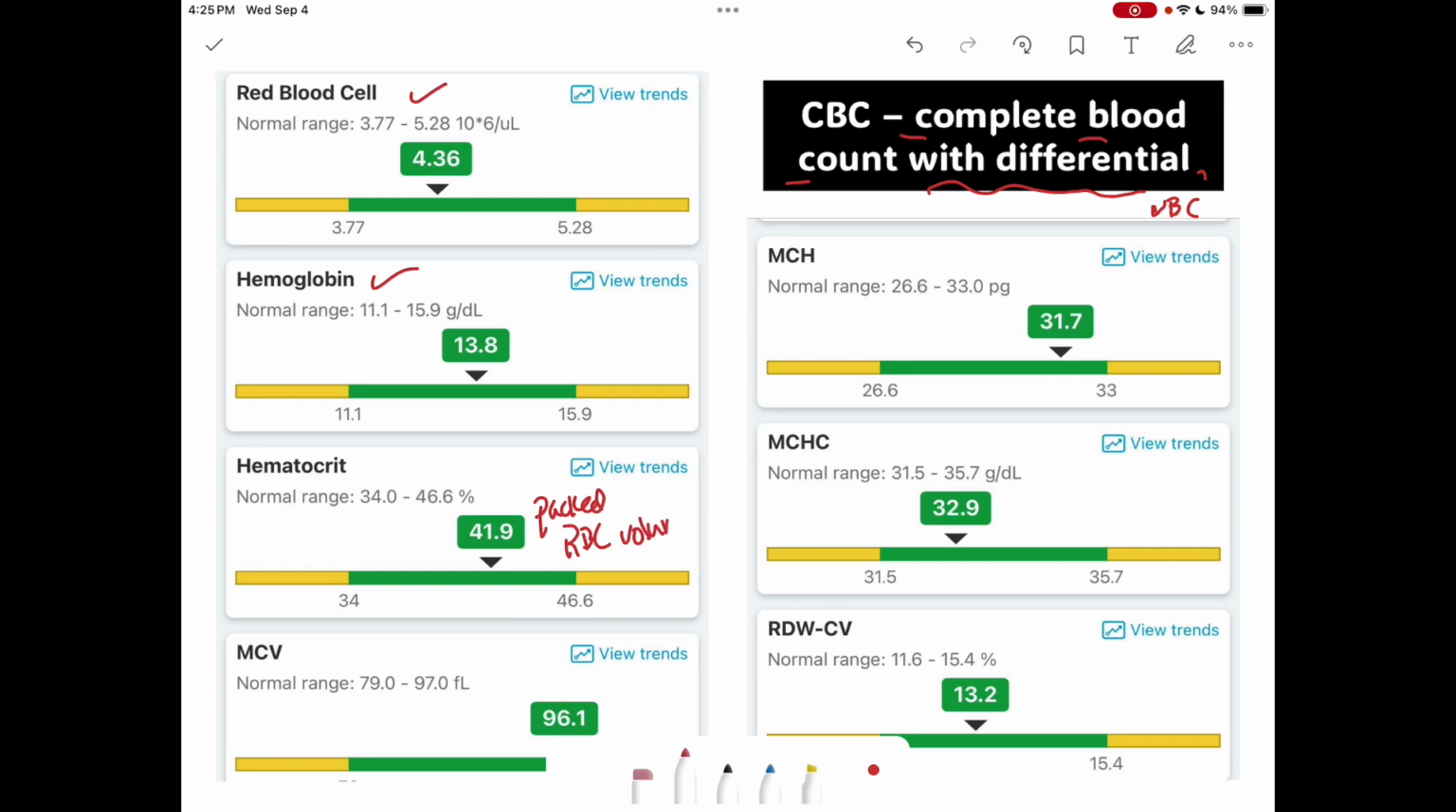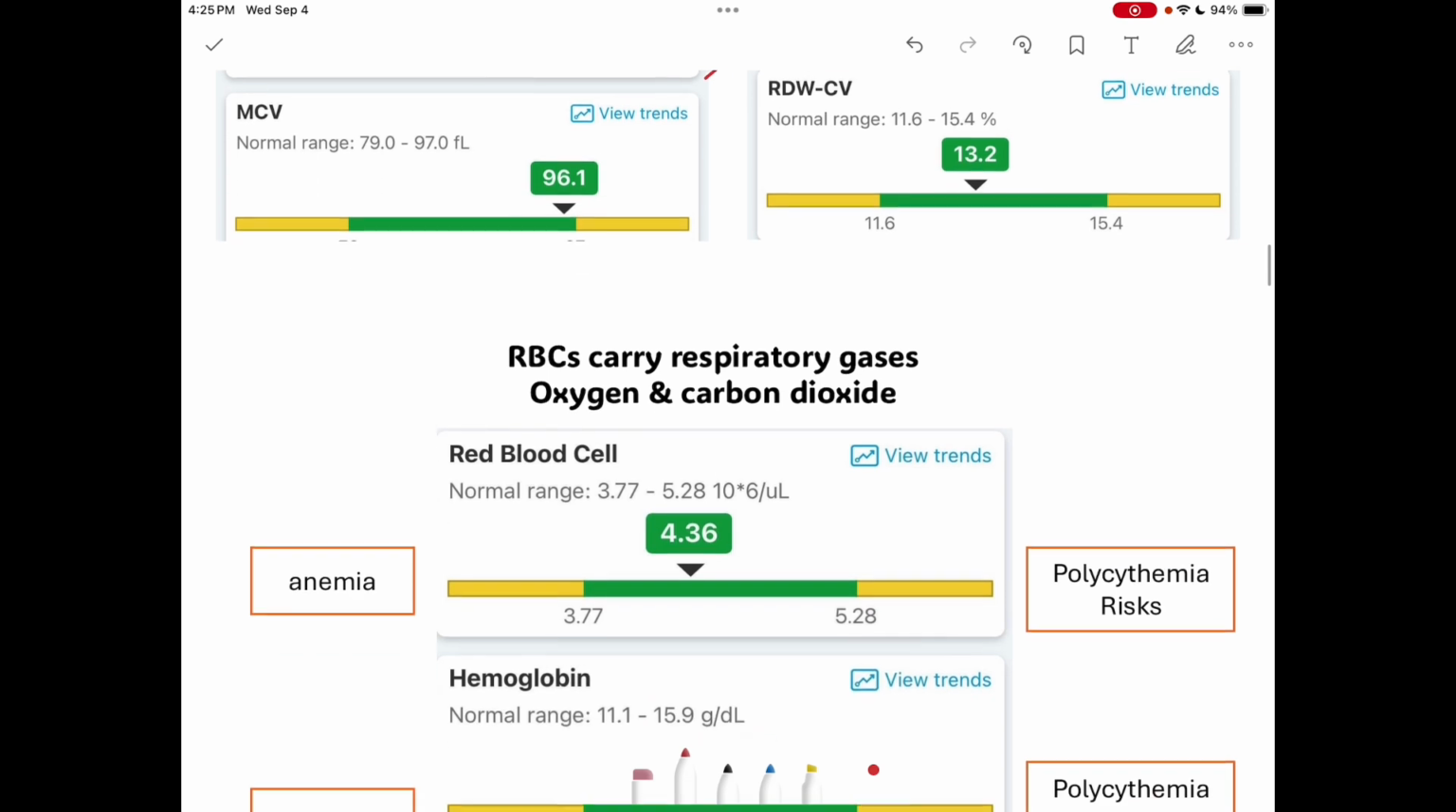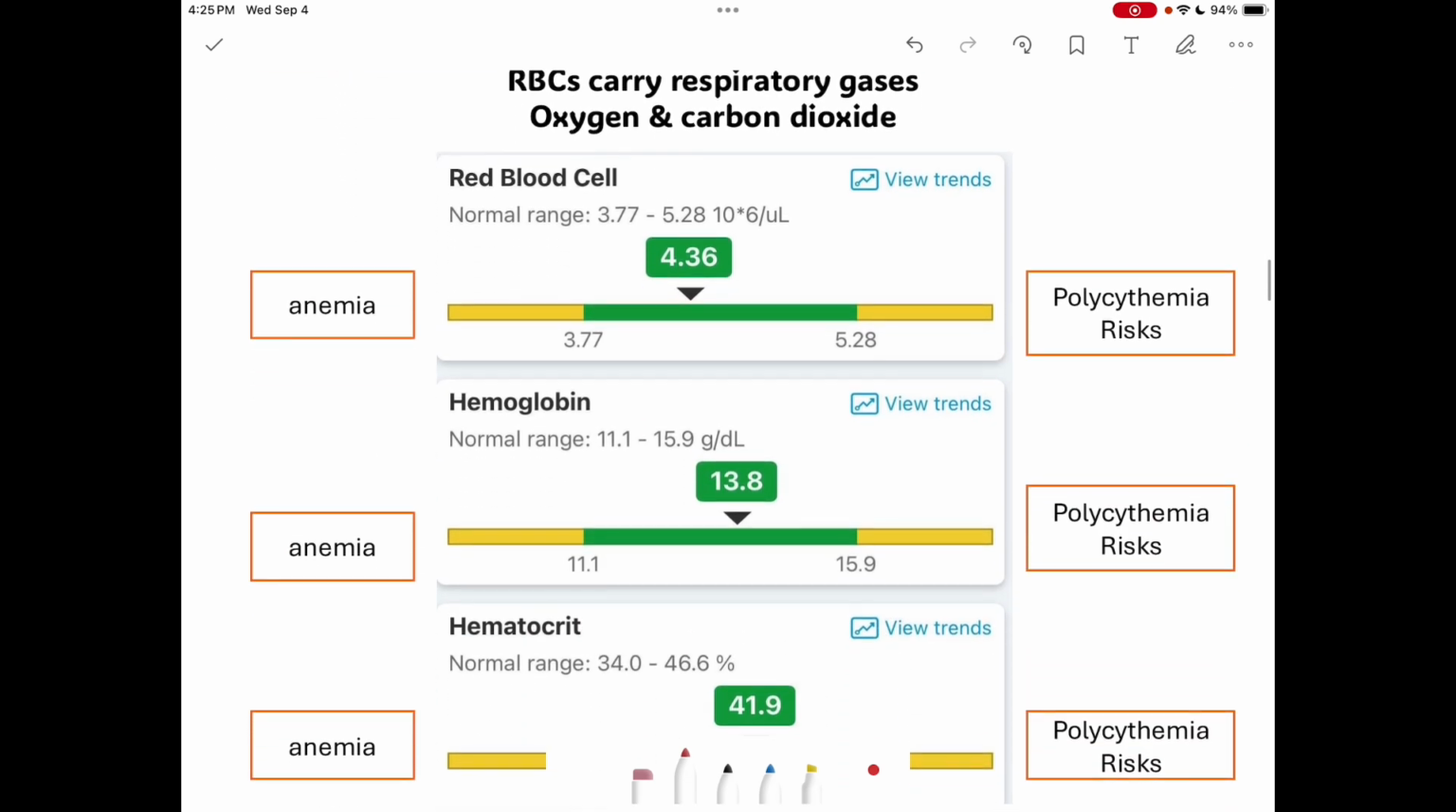And I told you, just for regular purposes, an average of 45% packed red blood cell volume is a normal hematocrit. We'll talk about the other ranges in just a second. All right. So we know that red blood cells carry respiratory gases, particularly oxygen.